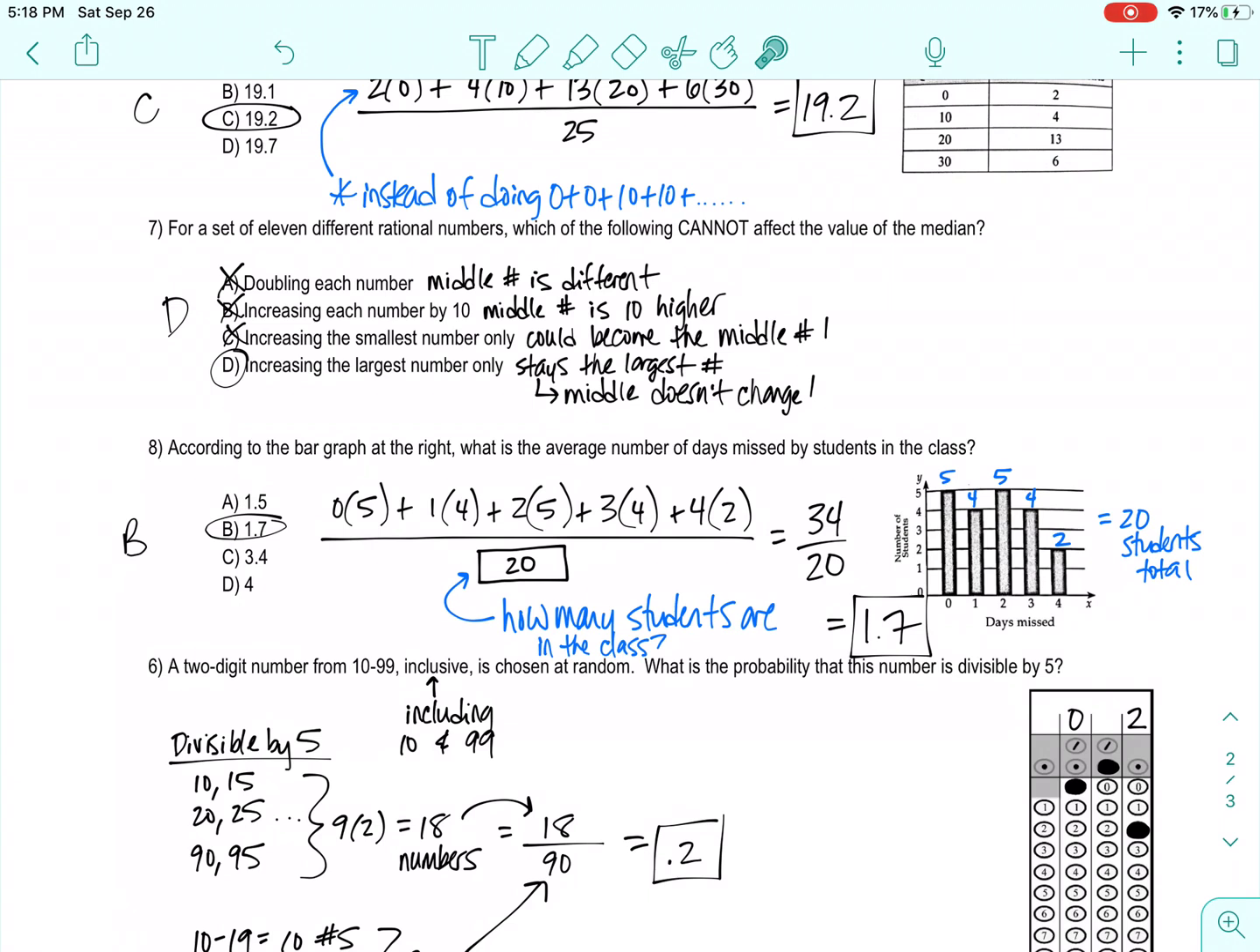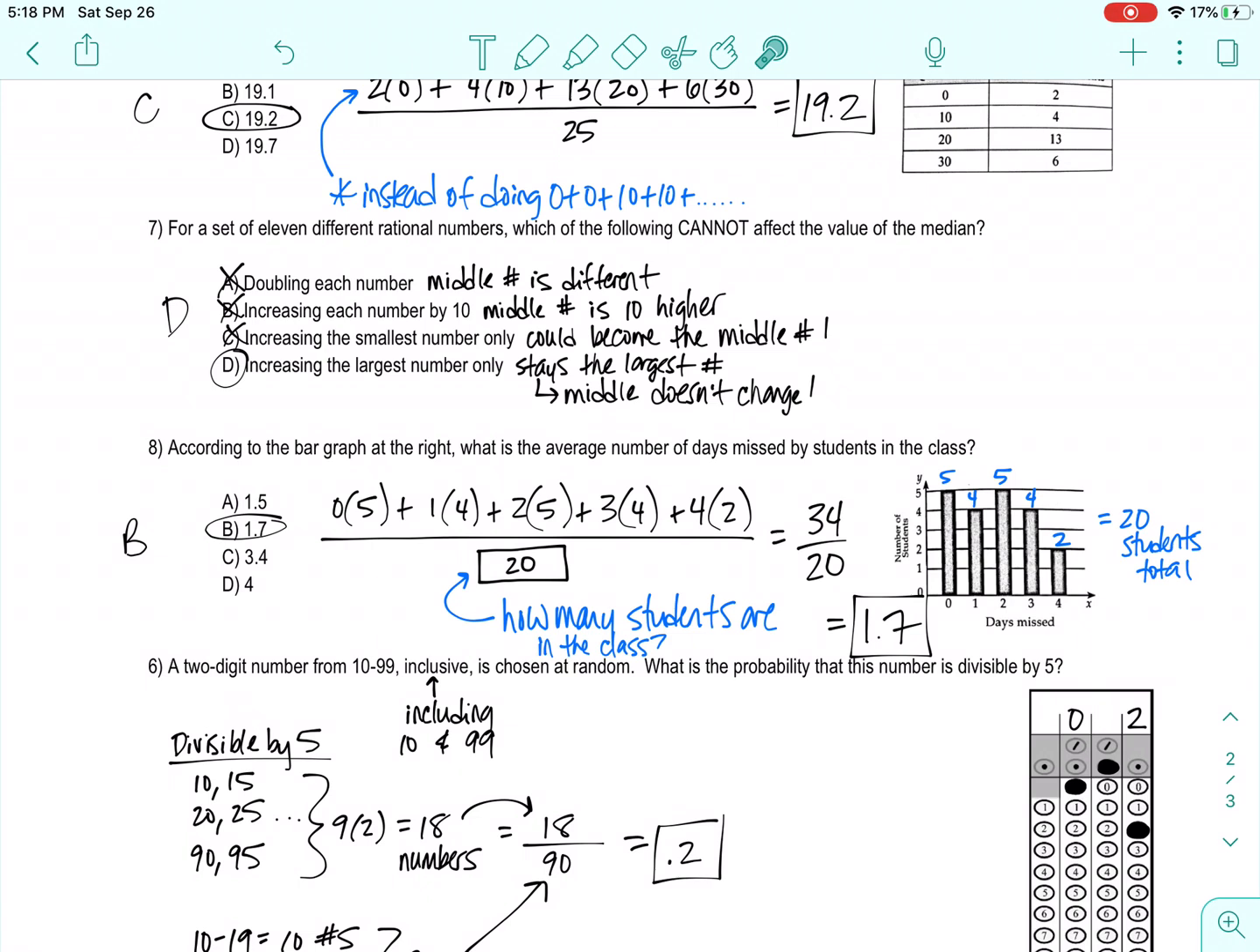A couple of questions left. Number 7, for a set of 11 different rational numbers. Remember, rational just means can be written as a fraction. Which of the following cannot affect the value of the median? So, 11 different rational numbers. If you want to write out the numbers 1 through 11, you could do that. I didn't feel the need to do that on this one. If you double each number, then the middle number also gets doubled. Okay, so that's letter A.